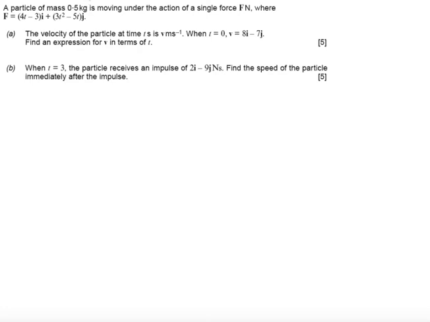A particle of mass 0.5 kilograms is moving under the action of a single force, F newtons, where F equals (4t minus 3)i plus (3t squared minus 5t)j. The velocity of the particle at time t seconds is v meters a second. When t equals 0, v equals 8i minus 7j. We want to find an expression for v in terms of t.